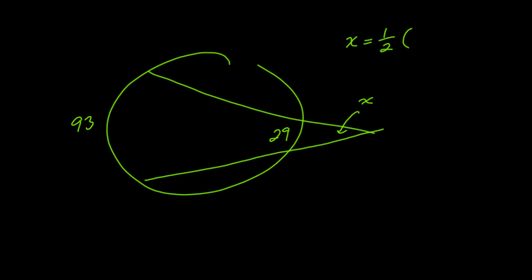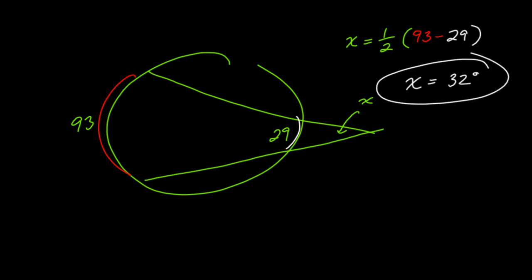So it's just 1/2 of 93 minus 29. And then you always do the big one minus the small one in these, just so you end up with a positive number. So you're going to find out that X equals 32. That was a 93. Sorry if the red didn't show up. We'll rewrite that.